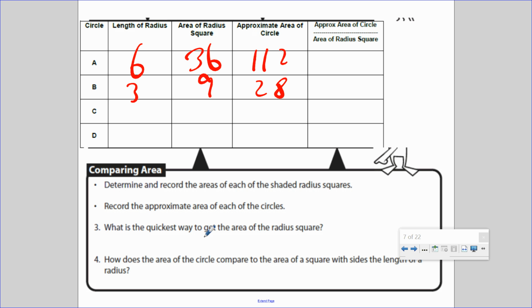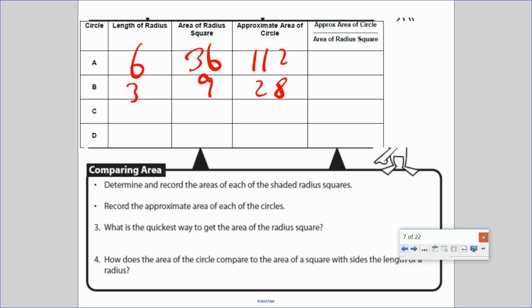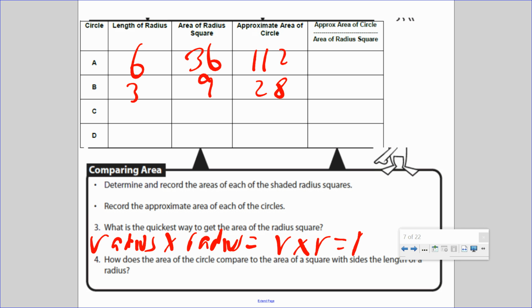What is the quickest way to get the area of a radius square? Instead of counting each individual shaded square, I just counted the one radius and the other radius, and multiplied them, length times width. So it's radius times radius, or r times r, or the square of the radius.